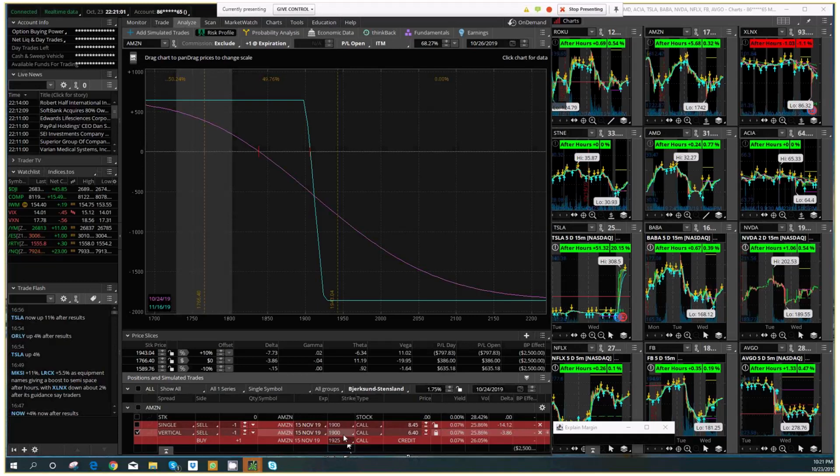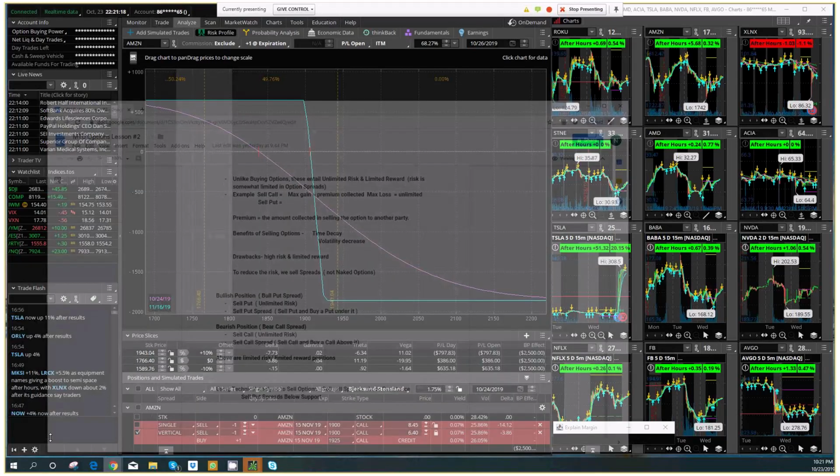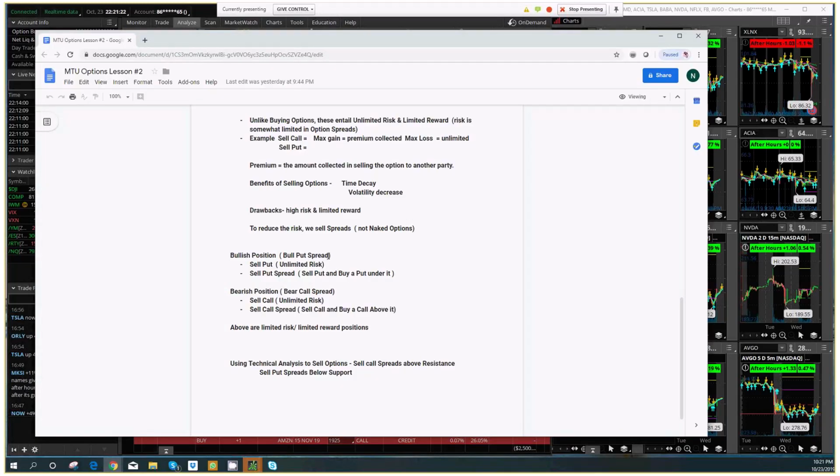Okay, you're doing the opposite. You're selling calls because you're bearish, and you're selling a call spread because you're bearish. And this is called a bear call spread or a bear call. So this is a bear call if you just sell the call, or a bear call spread. Okay. So again, bullish position, bull put spread. Bearish position, bear call spread.